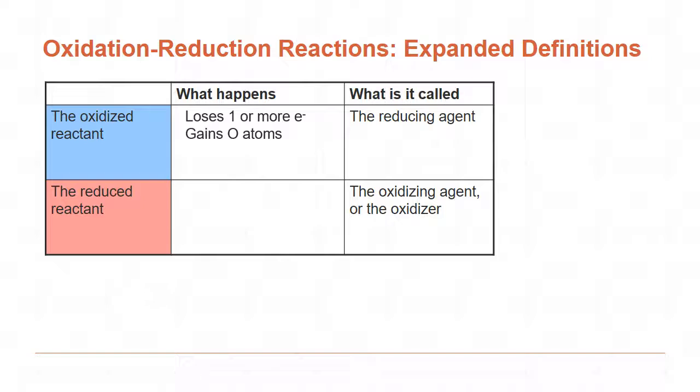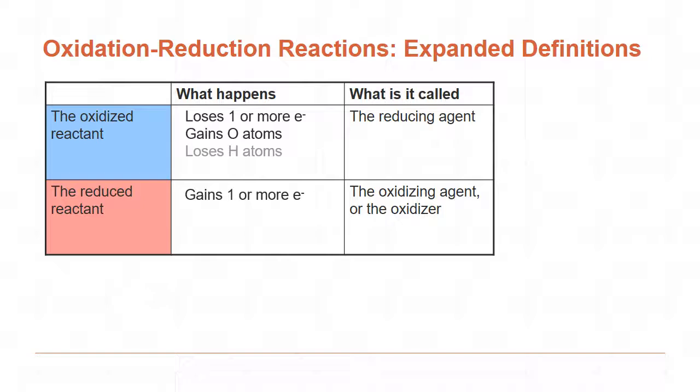That is, the number of oxygen atoms bonded to that reactant increases on going from product to reactant. And a less common occurrence in general chemistry, but one you'll see in organic chemistry, is when a reactant loses hydrogen atoms. That will be a sign of oxidation as well.